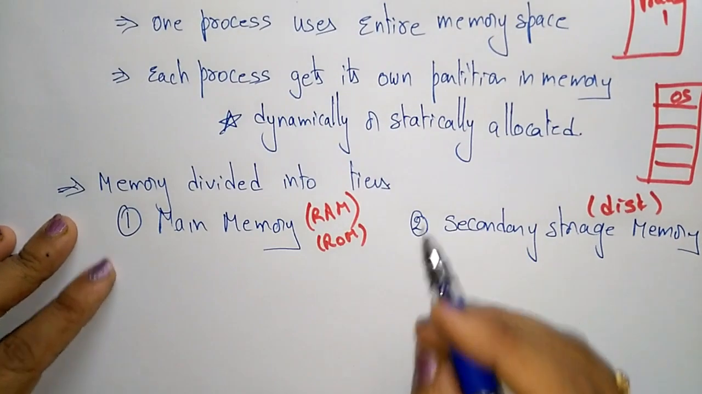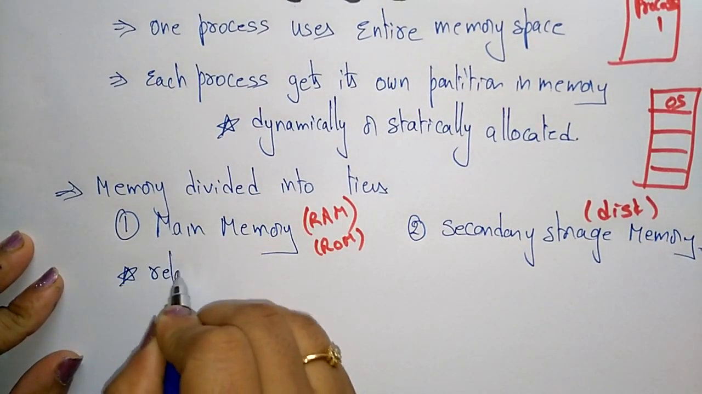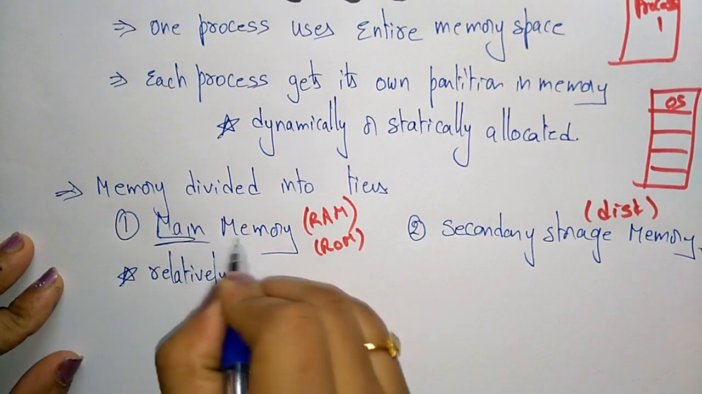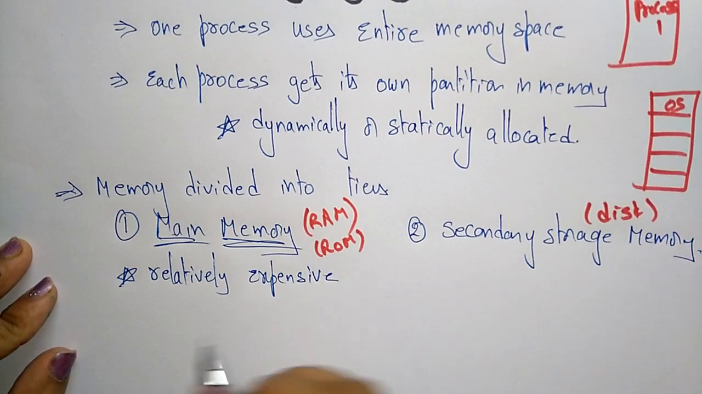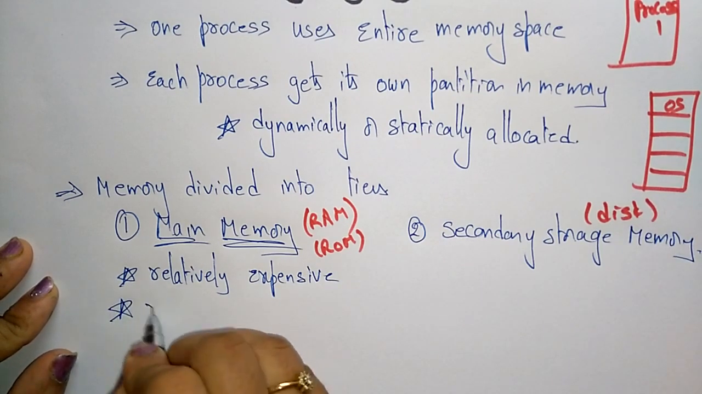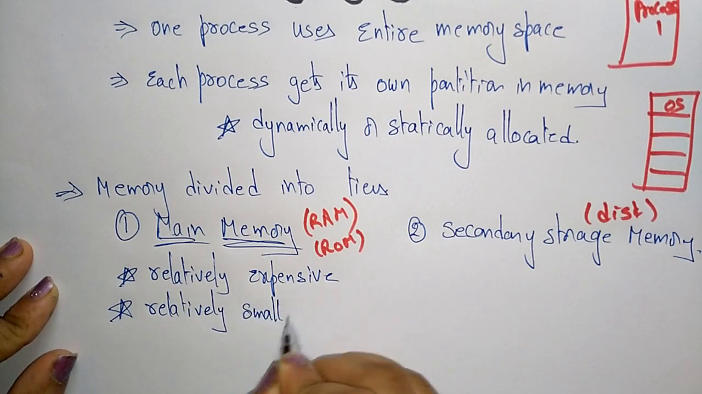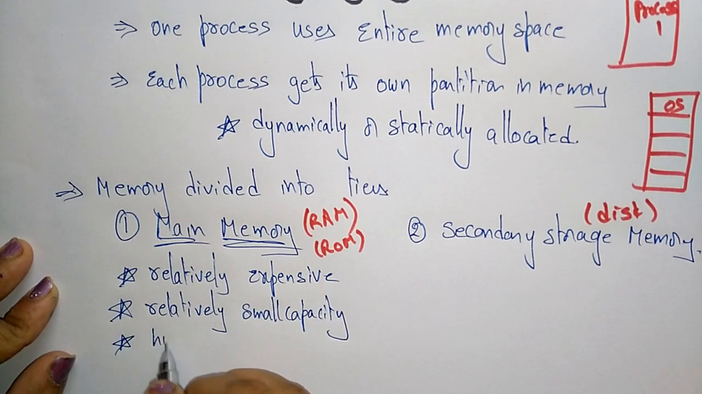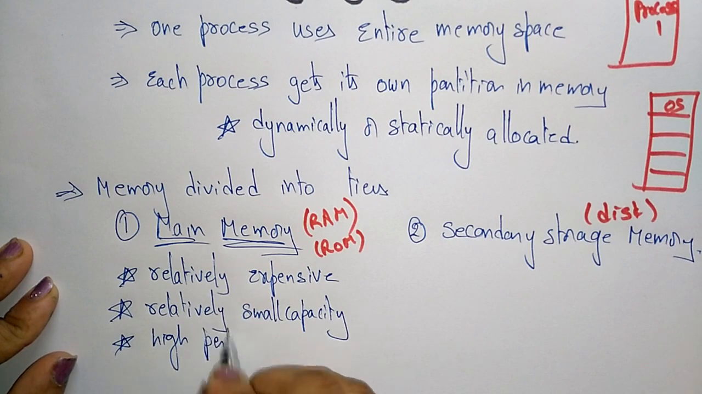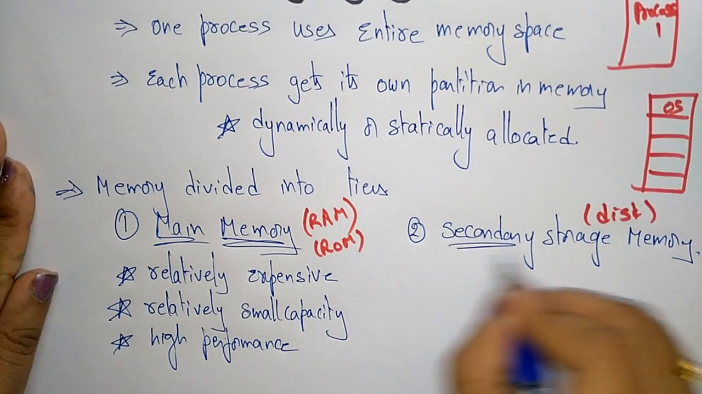When compared to secondary memory, main memory is relatively expensive and has relatively small capacity. It can store only a little amount of data. And it has high performance, because it is a very fast storage device when compared to the secondary memory. Main memory has the fastest storage.